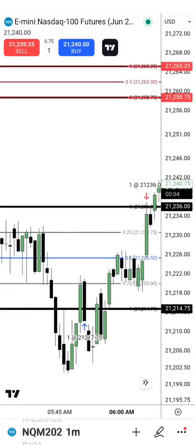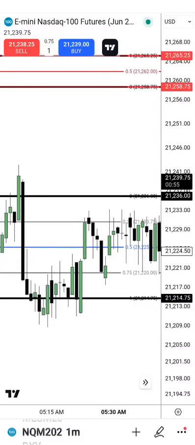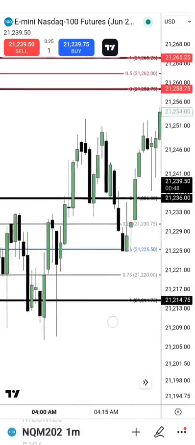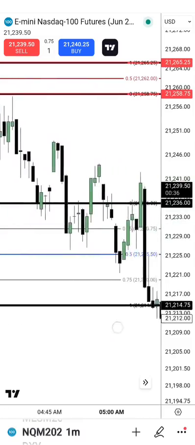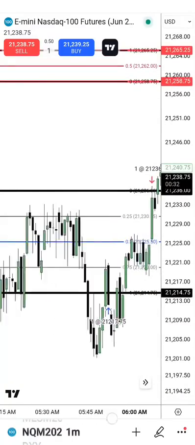Look where it was used here. And look how it was used there. There. There. Look how we spiked down below it, and the bodies respected the lower quadrant. These are all signatures. It helps you build and understand how price is going to behave.